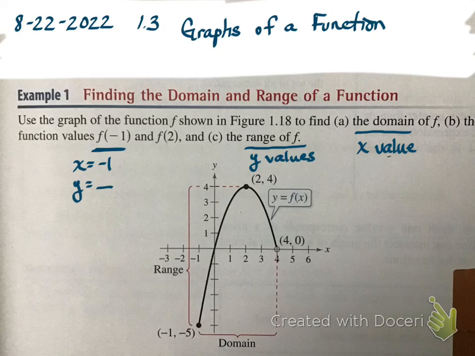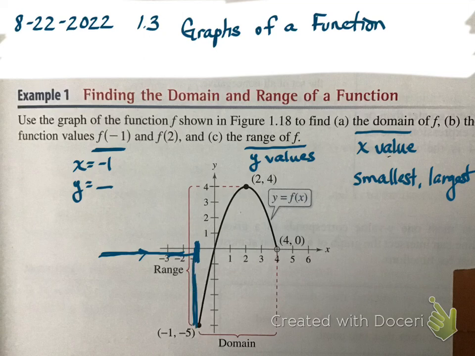So if I want the function values for the domain, the x values, I want to say what is the smallest x value and what's the largest x value. So I'm going to go smallest to largest. Same for the range. So as I start here from left to right, I don't get x values until I hit this point right here. That's my first x value. So I've got a -1. And then I keep going. I have x values until I hit right here. X equals 4.